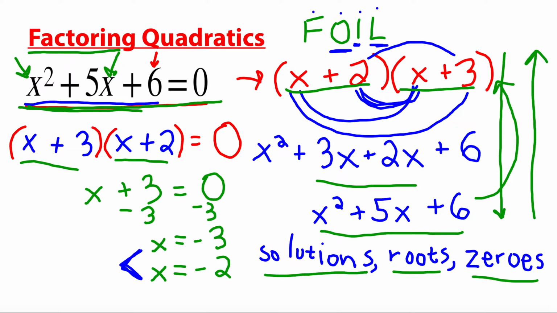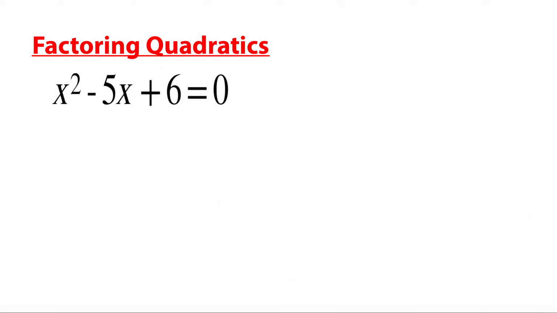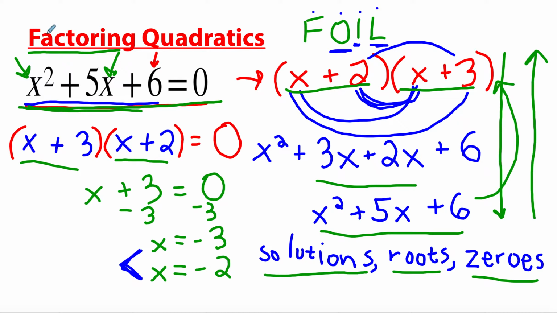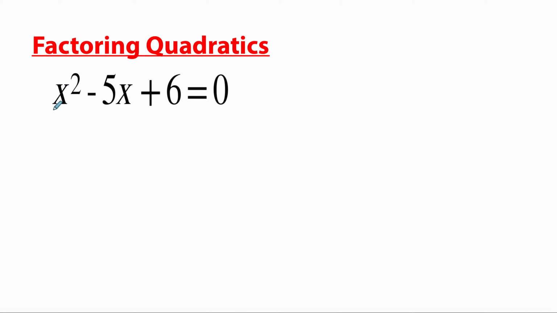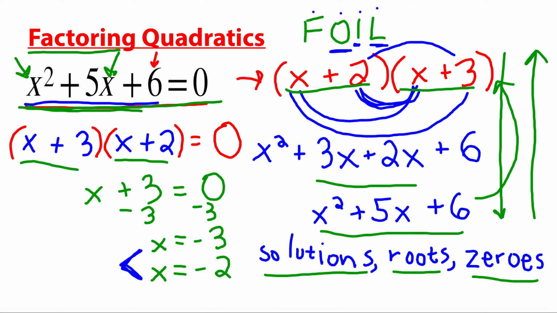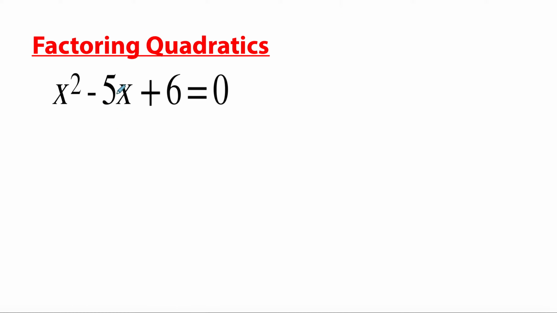So let's just continue right along here. Okay, now you will notice that this looks very similar to this, except the signs are a little bit different. Here we're adding. It's x squared plus 5x plus 6 equals 0. Here it's x squared minus 5x plus 6 equals 0. So now we're not just working with the factors of 6 to get positive 5 like we were here. We're working with the factors of 6 to get negative 5.